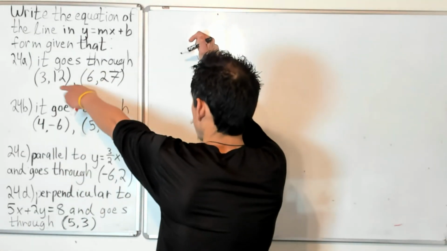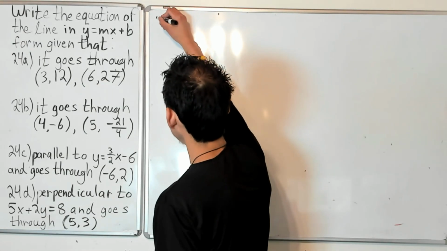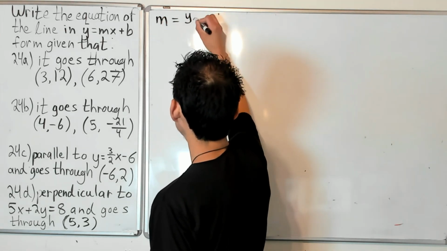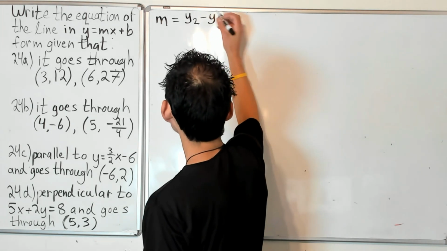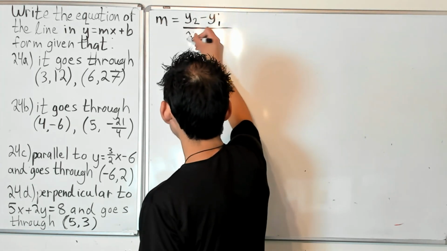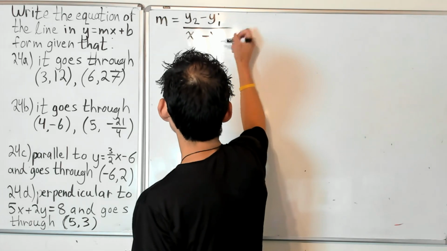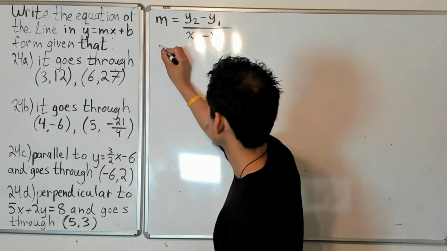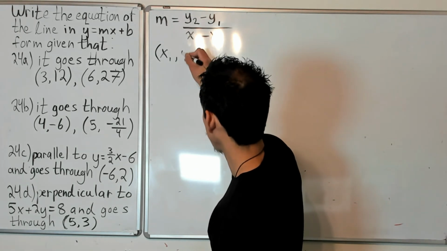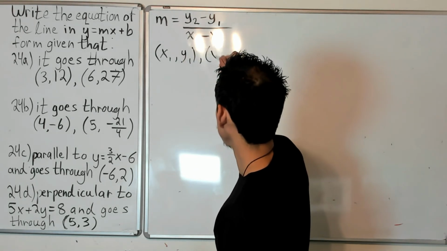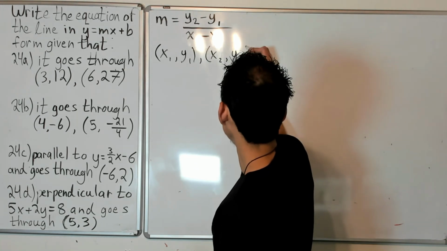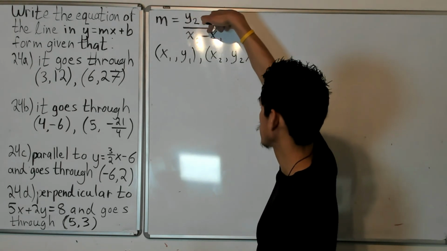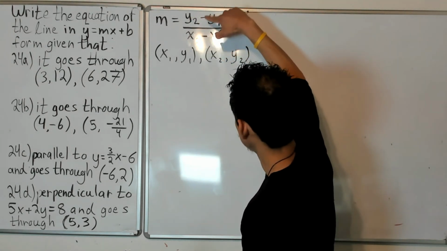So let's remind ourselves what the equation for slope is, which is the difference in the y coordinates over the difference in x coordinates. If you had 2 points, x1, y1, and x2, y2, you can just do y2 minus y1 on top, and then x2 minus x1 on the bottom, just to refresh your memories.